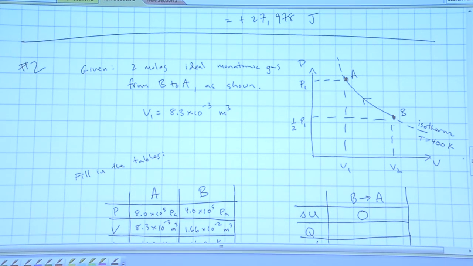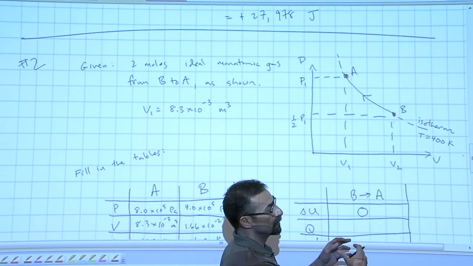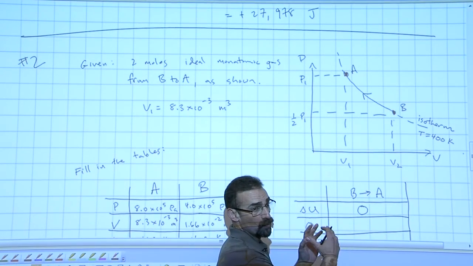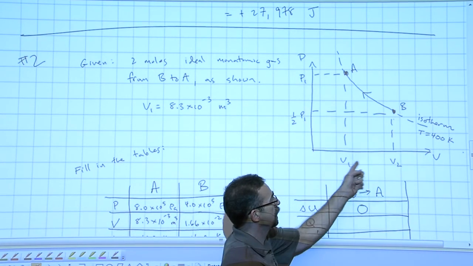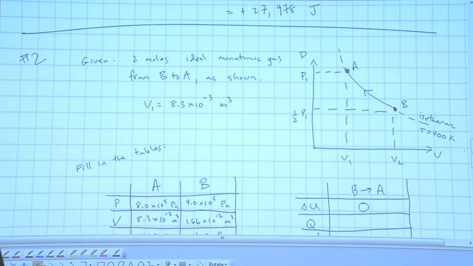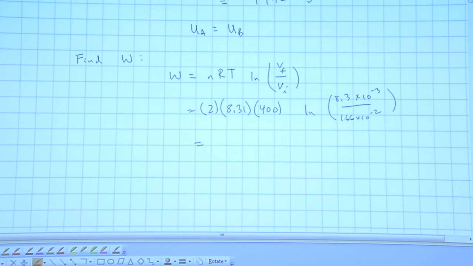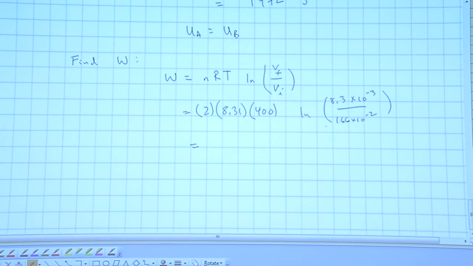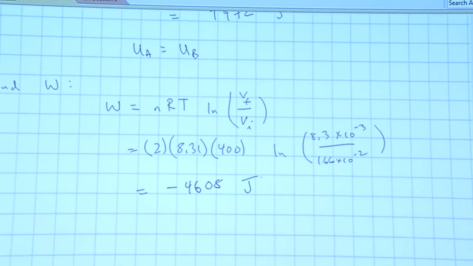So the system is doing negative work, or you could think of it as the environment is doing work on the system, or the system is doing negative work on the environment. Anytime the volume gets smaller, the work done by the system is negative. And it should work out that way if you punch in the numbers correctly, because this is the natural log of a number less than 1, which is going to give you a negative number. So I get negative 4608 joules.